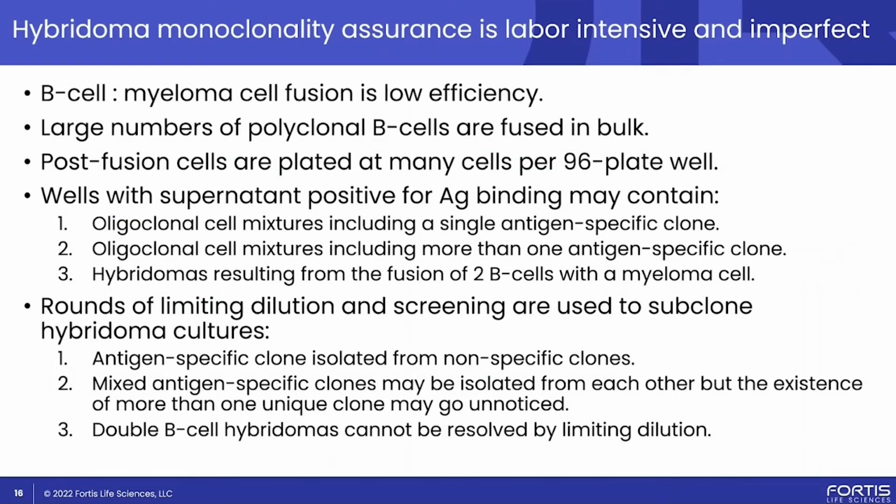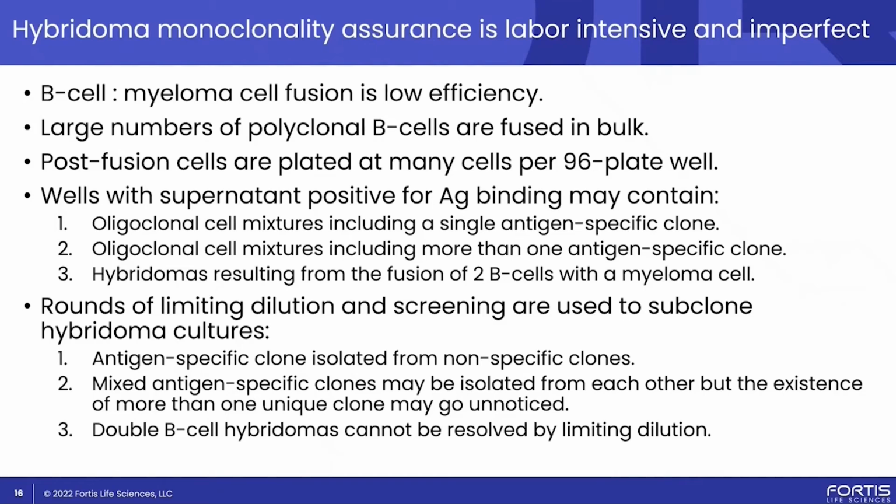So the whole point of having a monoclonal antibody is that it's monoclonal. Monoclonal antibodies should represent a single, molecularly homogeneous prep of antibody. So it's important to realize when you think about hybridomas that B cell to myeloma cell fusion is a very low efficiency process. It's typically performed in the context of large numbers of polyclonal B cells that are fused in bulk. The expectation is that many of those B cells won't contribute to a successful fusion.